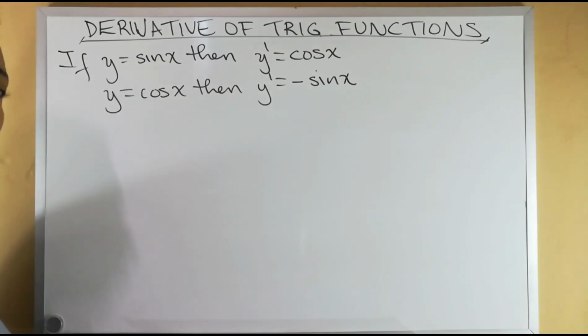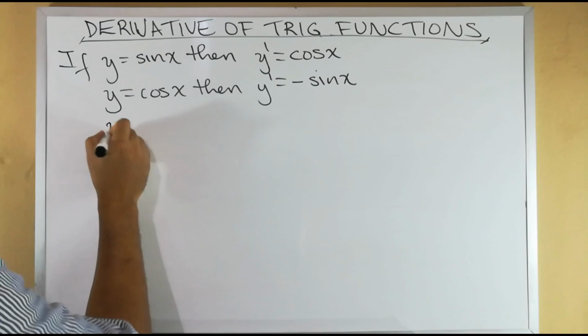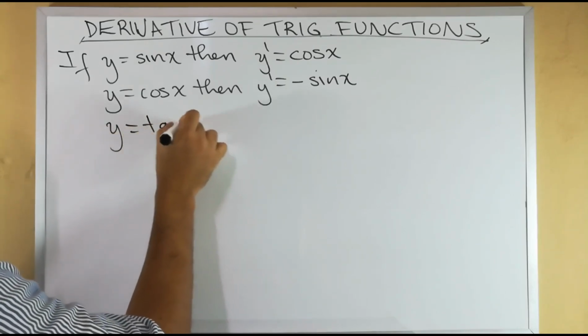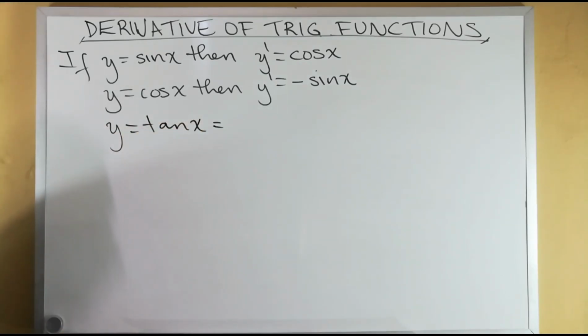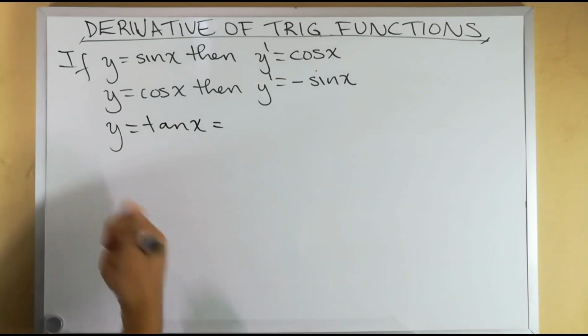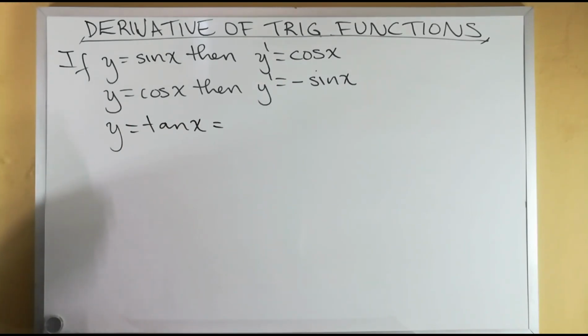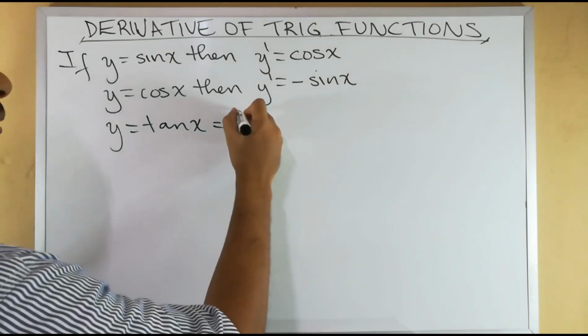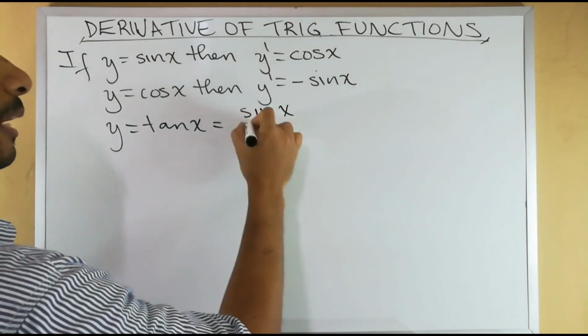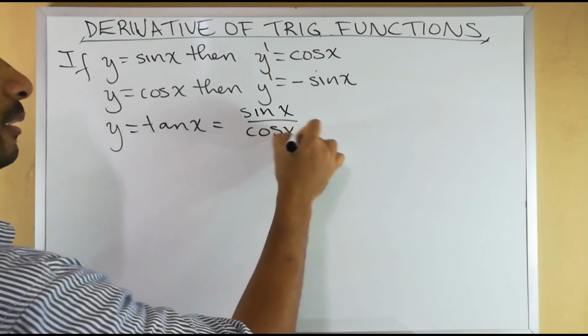So let's remember what we learned in a previous class. What is the tangent function equal to? If we have y is equal to the tangent of x, we can express that in terms of sine and cosine. Remember that the tangent of x is equal to the sine of x divided by the cosine of x.